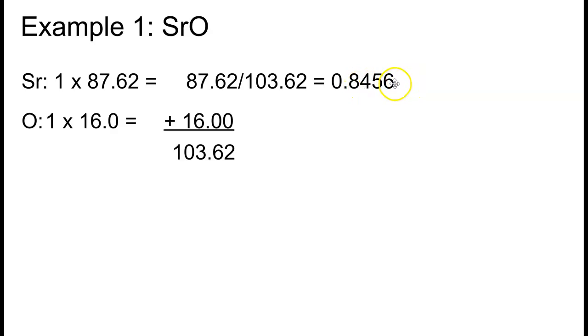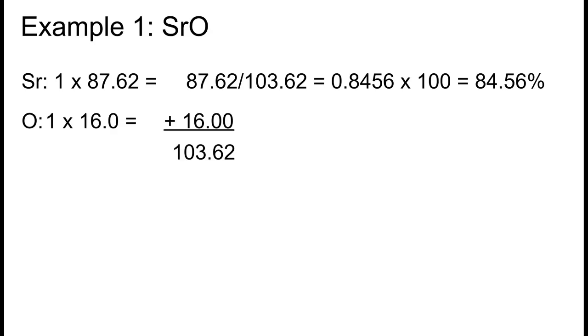I rounded this 6, either stayed a 6 or round it from a 5 to a 6, depending what was after it. I don't have that on the screen right now, but you would want to round. So there's 4 non-zeros after the decimal. Then you're going to multiply that by 100 to get a percentage of 84.56.